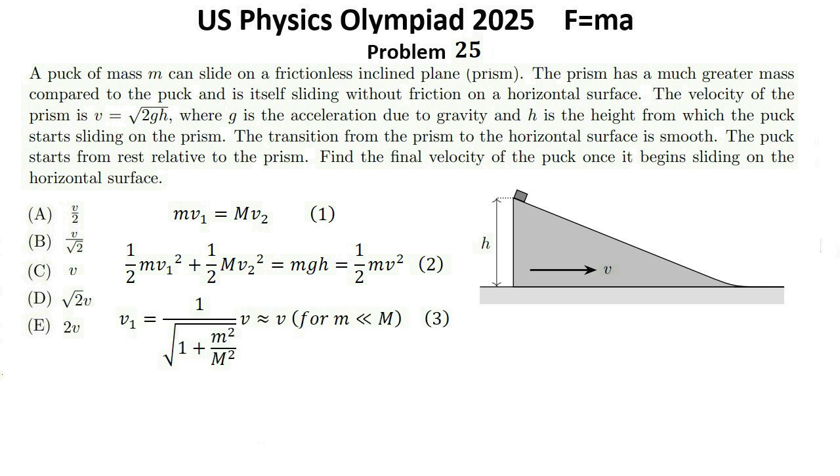Solving these two equations with respect to v1, we obtain formula 3, that with m small much smaller relative to m large, v1 is equal to v. Going back to the original system we obtain formula 4. The speed of the puck is equal to 2v. This is the answer E. And this was the solution to problem 25.